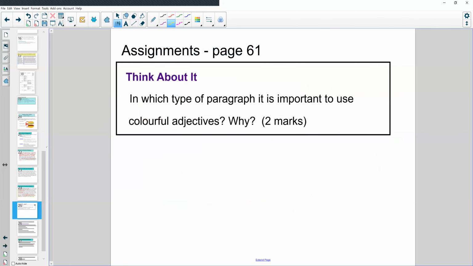Okay, so walking through the assignments that we have. Assignments are on page 61 in Making It Work. The first one's called Think About It. In which type of paragraph is it important to use colorful adjectives? In narrative, descriptive, or expository? And then tell me why.